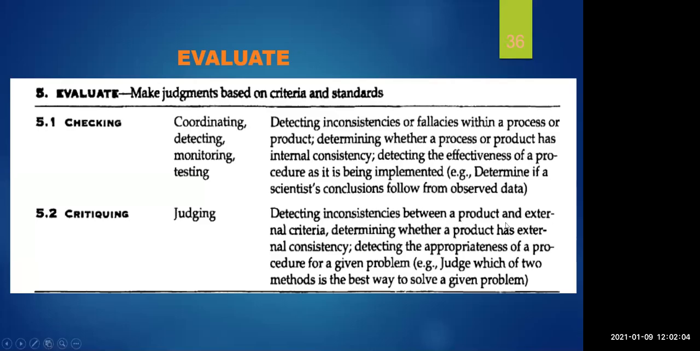So, detecting inconsistency between a product and external criteria, determining whether the product has external consistency, detecting the appropriateness of a procedure for a given problem. You are taught the procedure, and if something else is wrong, they should be in a position to identify what is wrong in the system, and identify what unwanted element is there. If the temperature is very high, what will happen? For example, if you have a two-wheeler and there is no engine oil, automatically your engine will seize, because engine oil removes heat energy from your engine. If the oil is not there, you can check it, detect it, monitor and test it, and automatically you know the result.